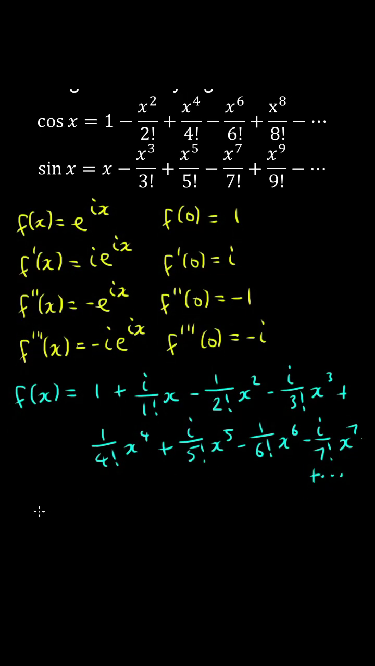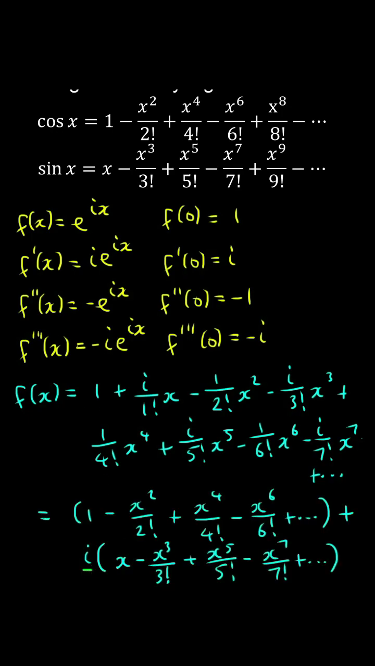And now we can group the real and imaginary terms together. And we've factored out the imaginary number. So as you can see, this here is cosine x, and this here is i sine x.